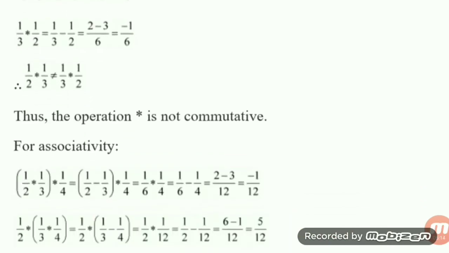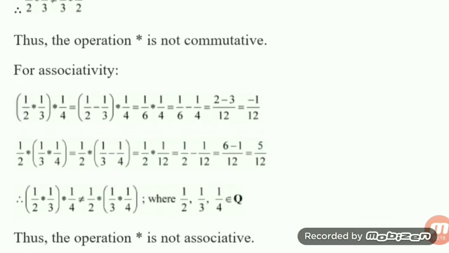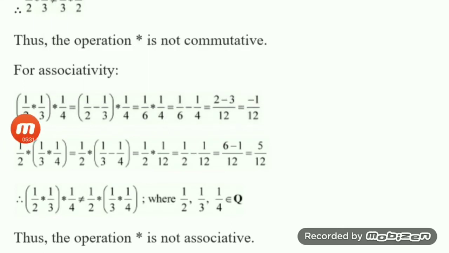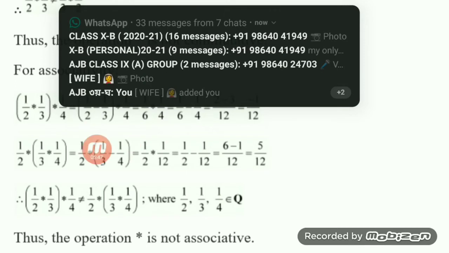Now we will go for associativity. So for associativity we have to take 3 elements, right? So we are taking here half, 1 by 3 and 1 by 4, 3 elements as rational numbers. In that case, you will see half star 1 by 3 star 1 by 4. First use the definition here. It becomes first minus second, that is half minus 1 by 3. Keep the third as it is. Take LCM and do the calculation. I have not shown the calculation here as I have done it earlier. So here you can show the calculation also.